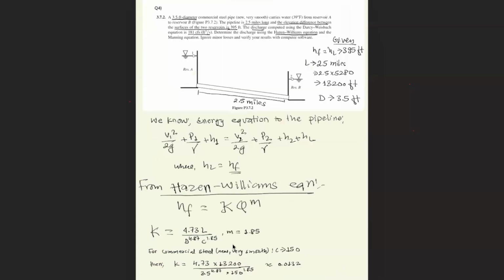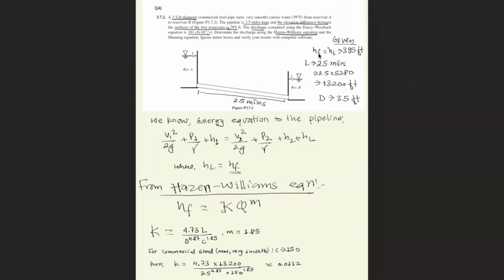So now let's jump into question number 4. Here the question asks us to find the discharge using the Hazen-Williams equation only. This is a typical two reservoir problem. The length is 2.5 miles, which we can convert into feet, that gives us 13,200 feet. We are also given that the elevation difference between the surfaces of the two reservoirs is 395 feet, which is equal to the head loss or frictional loss.